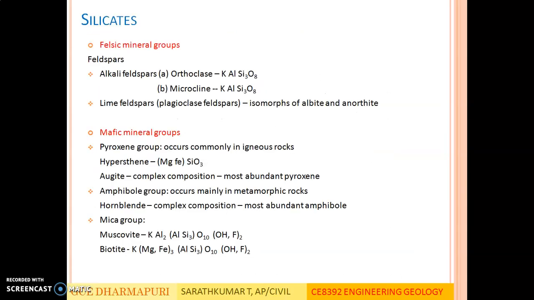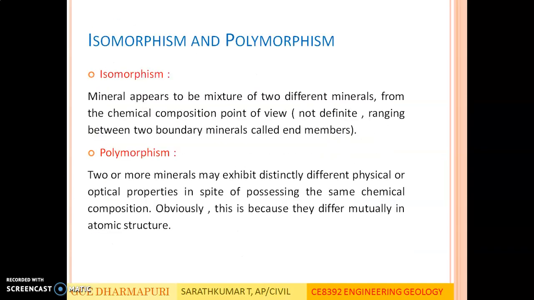In case of orthoclase, it is arranged in an orthorhombic system, whereas in microcline, it is arranged in a monoclinic system. So when you say two minerals are polymorphs, they have the same chemical composition but different atomic structure, resulting in different physical, chemical and optical properties.